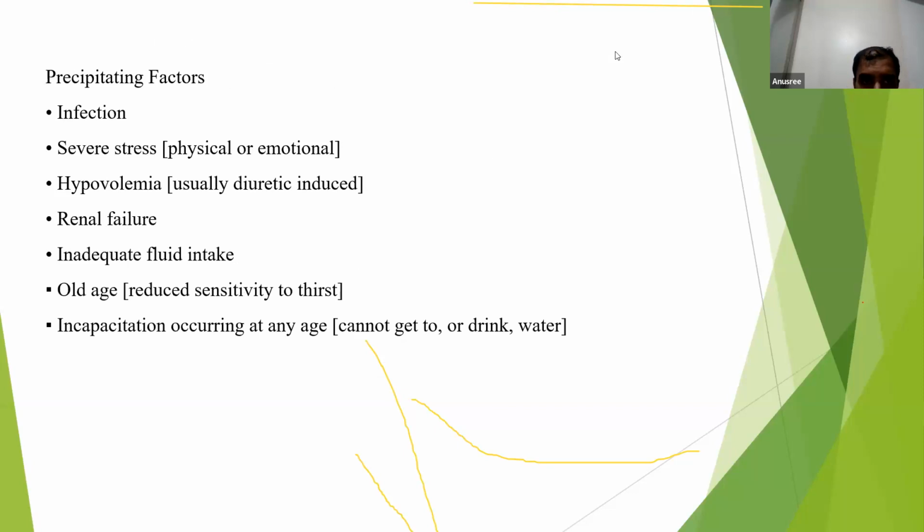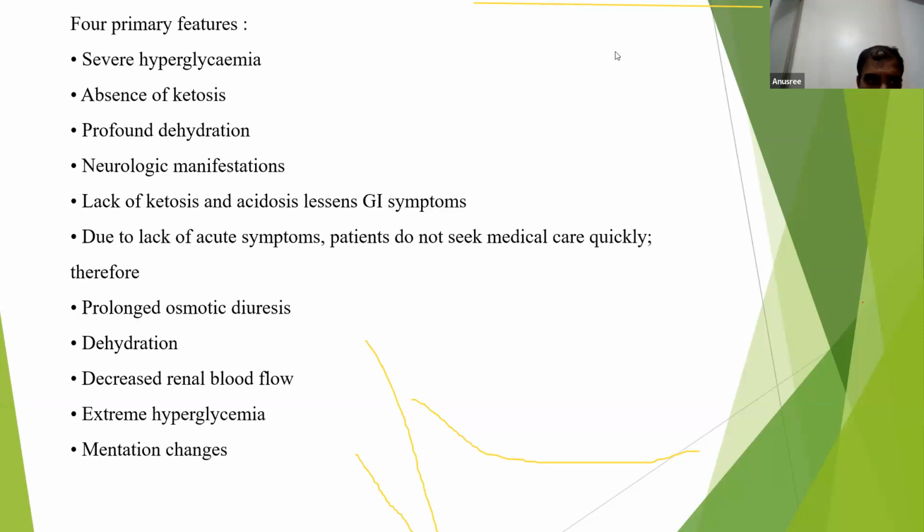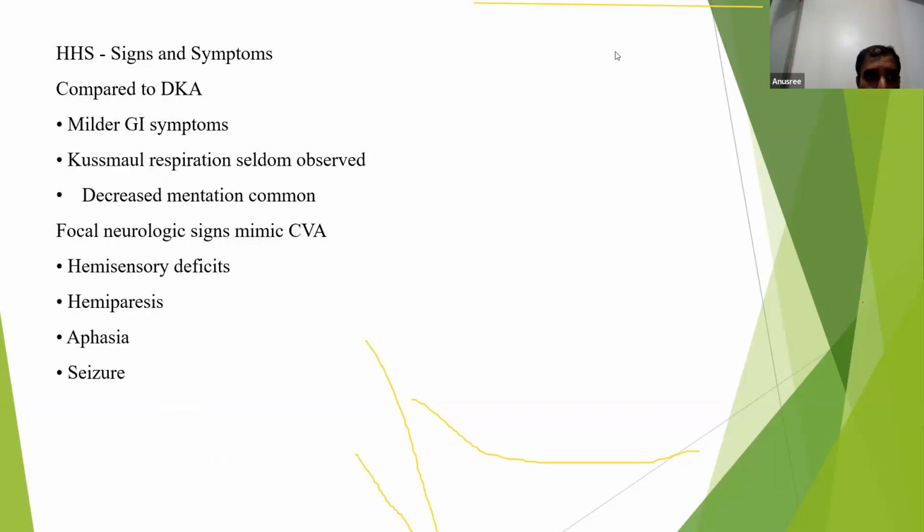It may be either infection, stress, hypovolemia, or failure, or inadequate fluid intake, or inadequate accessibility, or incapacitation. The four primary things that we see in HHS are severe hyperglycemia, absence of ketosis, profound dehydration, and neurological manifestation. More than that, we will see in type 1 diabetic ketoacidosis.